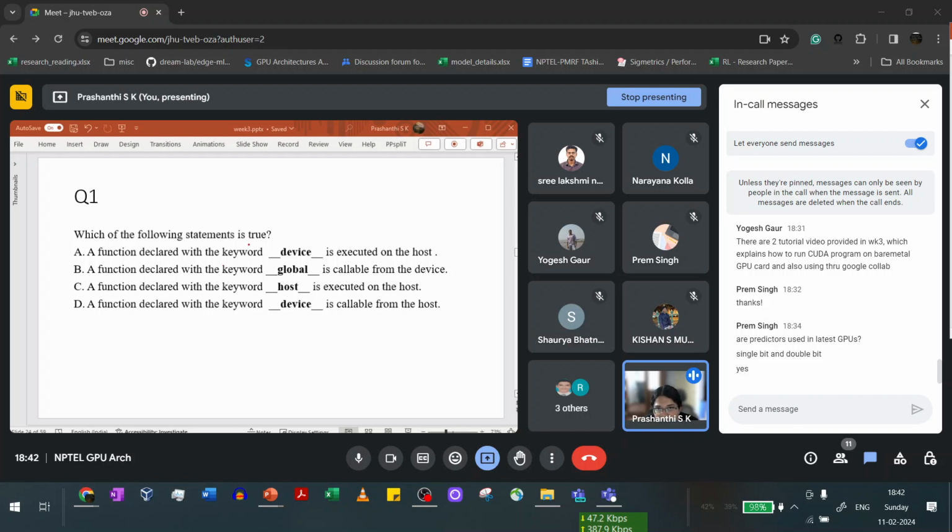Which of the following statements is true? A: A function declared with the keyword device is executed on the host. B: A function declared with the keyword global is callable from the device. C: Keyword host is executed on the host. D: Keyword device is callable from the host. Take a minute to think about it and let me know when you have an answer.